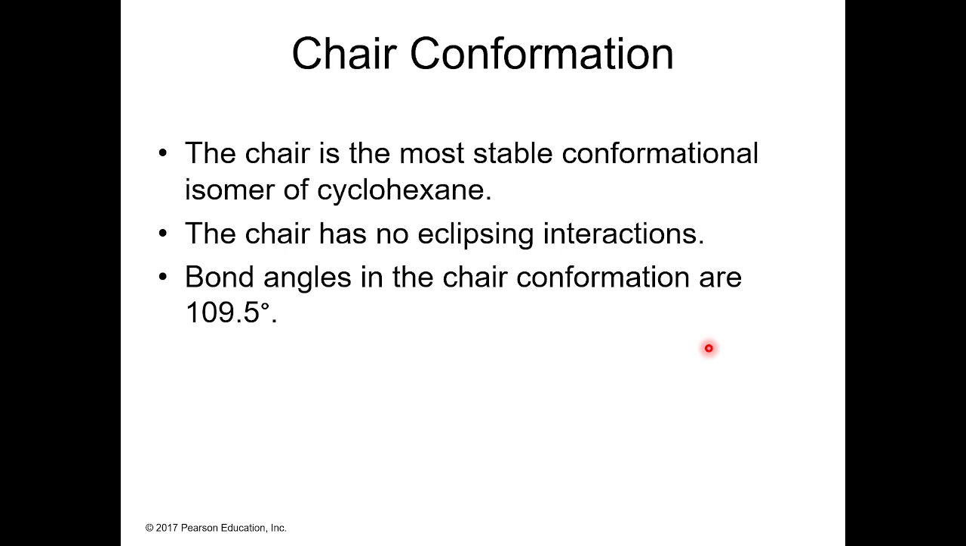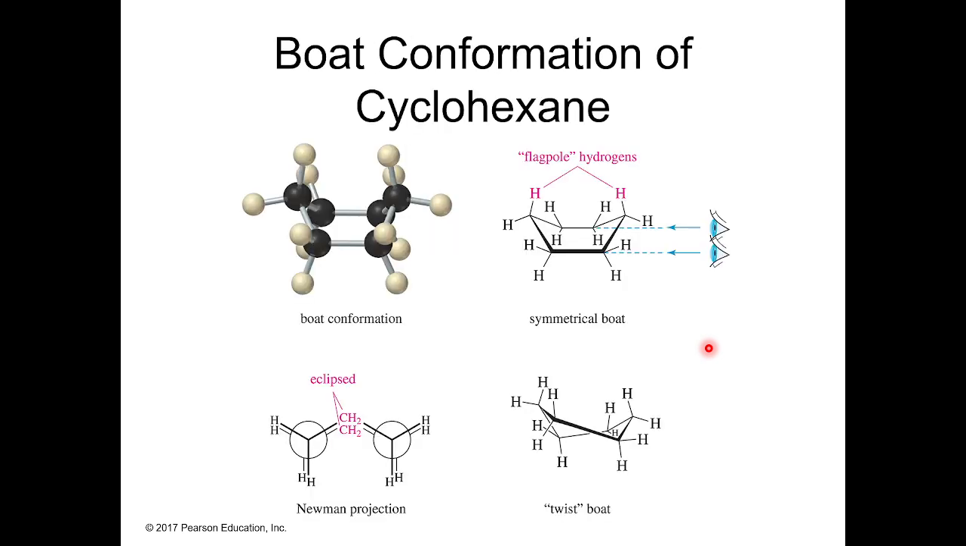So this right here, again, is just the summary of the chair conformation we just talked about. It's basically the same sort of angles that you would see in a straight chain. This right here is the boat conformation. Can you see the boat shape?